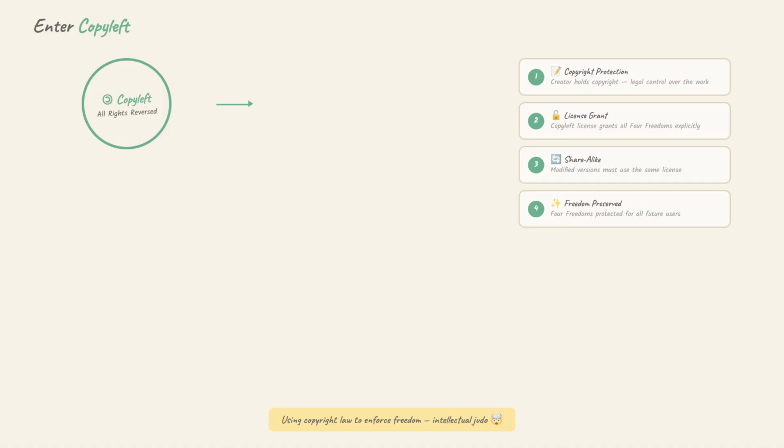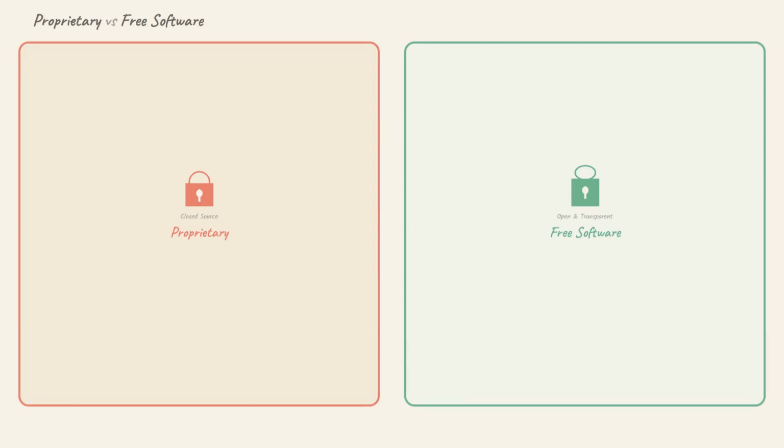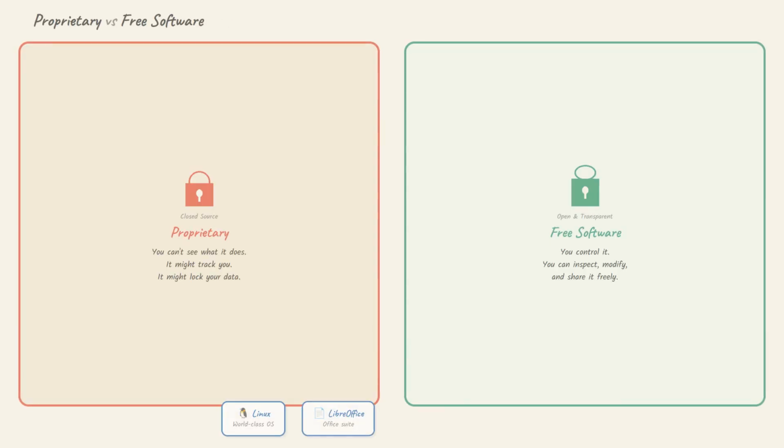So why does this matter? When software is proprietary or closed source, you cannot see what it does. It might track you. It might lock your data. Free software flips that power dynamic. Linux, LibreOffice, and VLC have proven that community-built software can be world-class, and anyone can contribute.